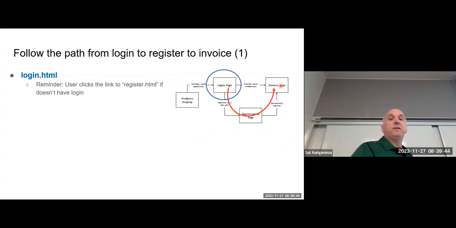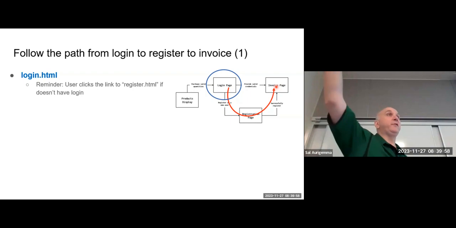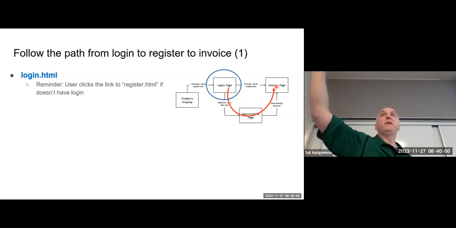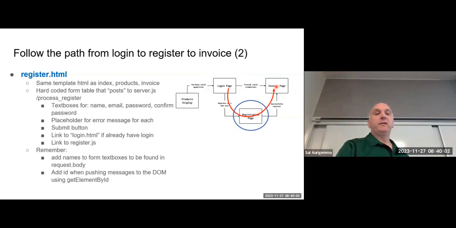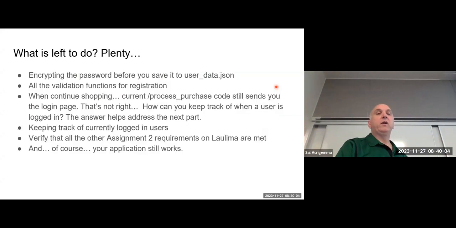And then we go from this path. Does this make sense where the little red arrow goes? Right? So I'm going to the login page. If you don't have a login, you will click register, and then you'll go to the registration page. You'll go through the registration page, get to the invoice, and then the invoice stuff is exactly the same as the previous path. So that's kind of what I'm going to walk through.